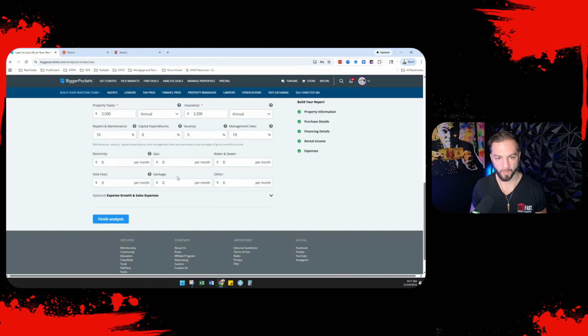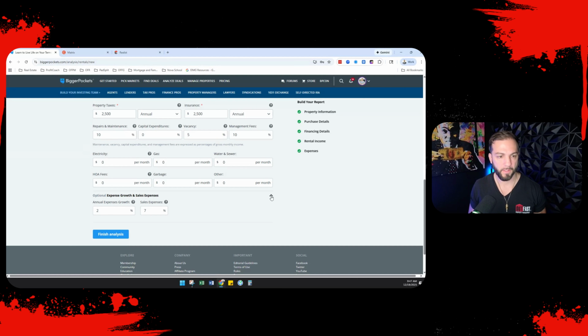And no HOA, garbage, water, sewer. Usually that's kind of including the water bill. I'm just going to leave that stuff blank for now. And we'll just assume we're not going to put any of that stuff in there.